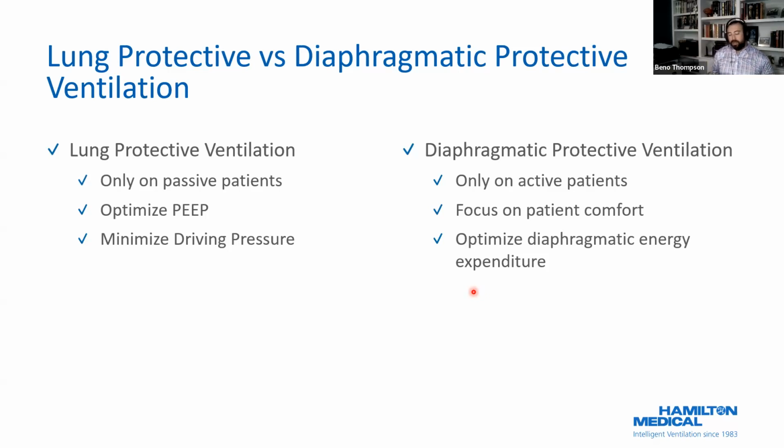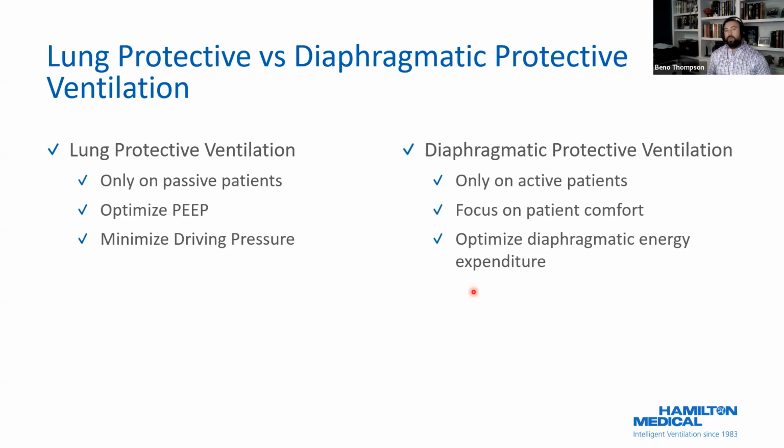And essentially, with lung protective ventilation, you should only practice that on passive patients, patients who have no spontaneous effort, right? And you want to minimize your driving pressure, optimize your PEEP, right? Whereas with diaphragmatic protective ventilation, this should only be done on active patients, right? And you want to focus on figuring out what the patient wants and then giving it to them.